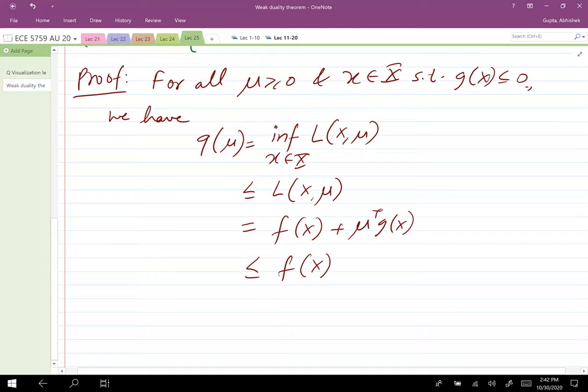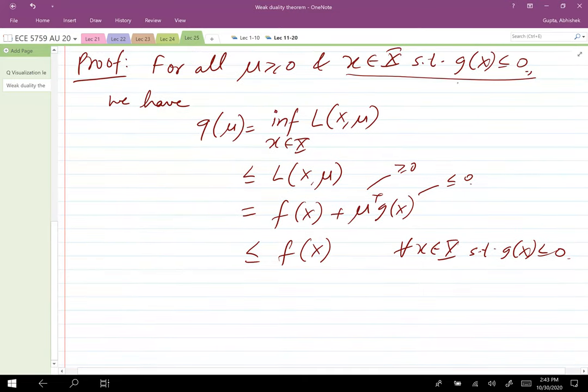So that's certainly less than or equal to the Lagrangian evaluated at any point x in the set capital X, which is of course equal to, by definition, the function f plus mu transpose g. Remember, mu is non-negative and g is non-positive. So mu transpose g(x) is certainly non-positive, and therefore it must be less than or equal to f(x). This is of course for all x in capital X such that g(x) is less than or equal to zero. That's by assumption here.